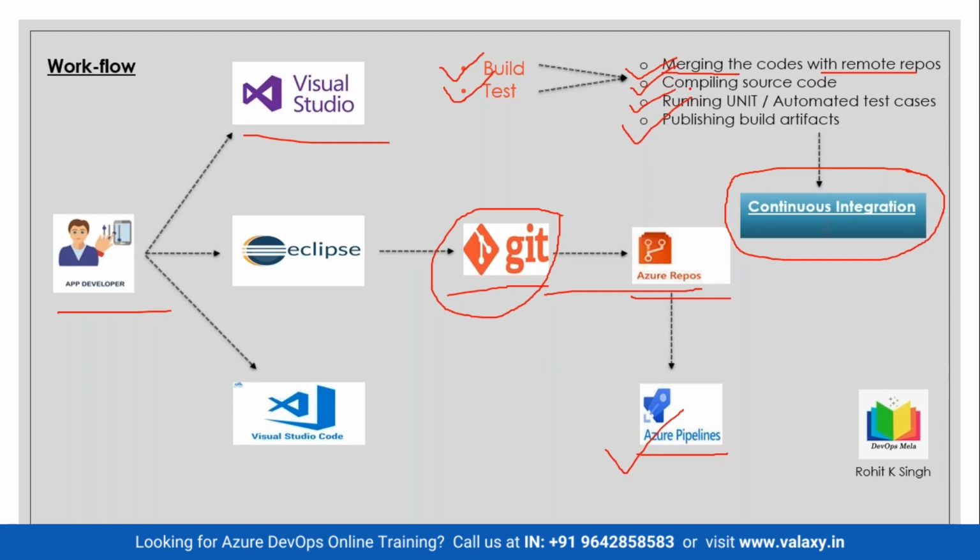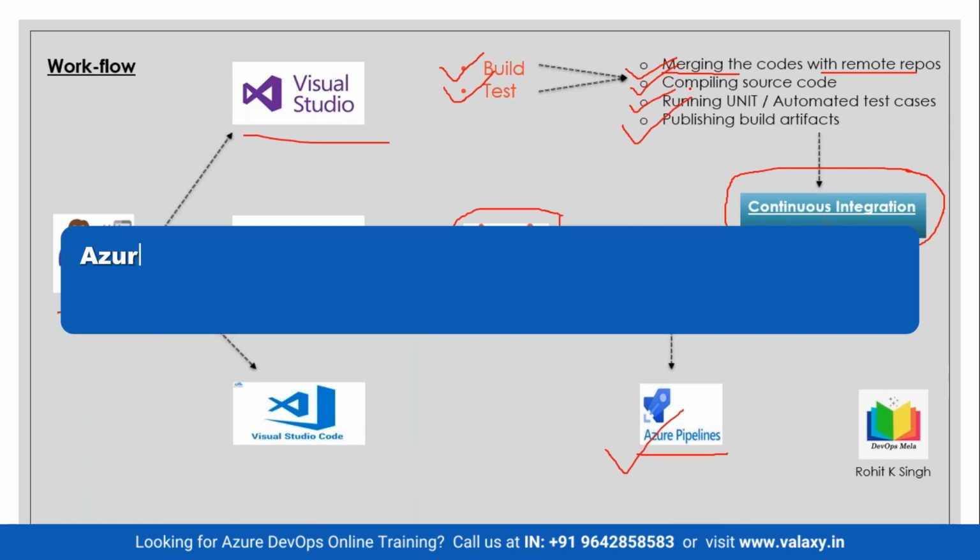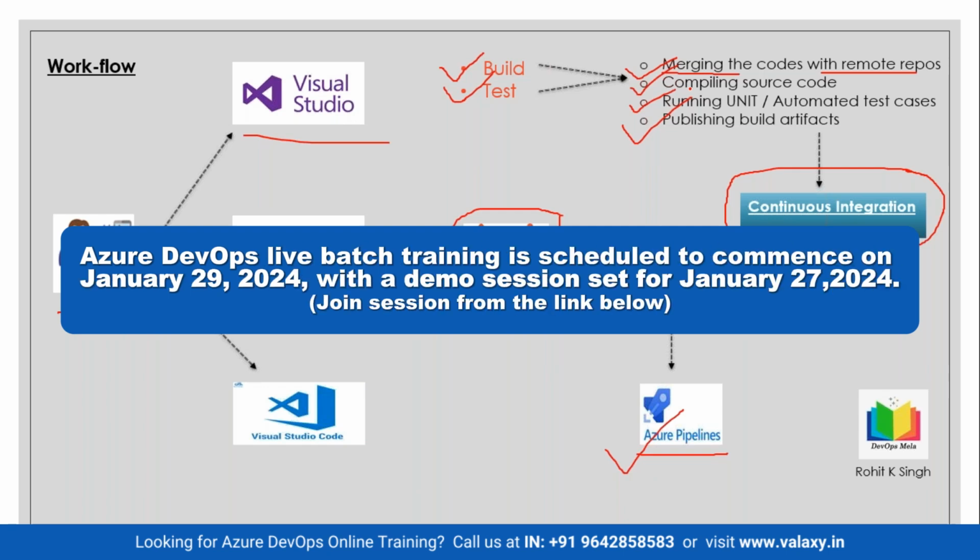Post that, it will start running all your test cases. If you have any unit test cases, they will get executed, and at the end it will publish your build artifact. This artifact is nothing but an output file which will eventually be deployed. Wherever you deploy it, on a server, on an Azure web app, on a Docker container, or wherever you want to deploy, at the end this zip file will get deployed.